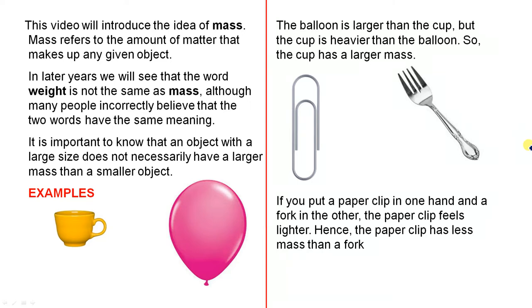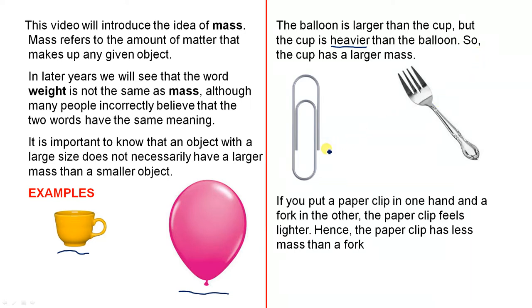It is important to know that an object with a large size does not necessarily have a larger mass than a smaller object. Now here's an example to illustrate that. Here we have a little cup. We can put tea or coffee in that cup. And here we have a balloon. The balloon is larger than the cup, but the cup is heavier than the balloon. That's the important thing. The cup is heavier. So the cup has a larger mass.